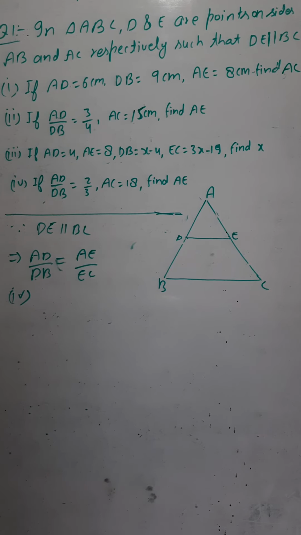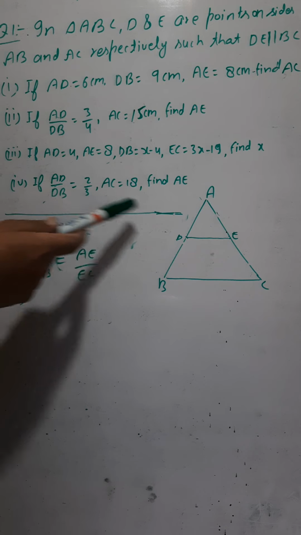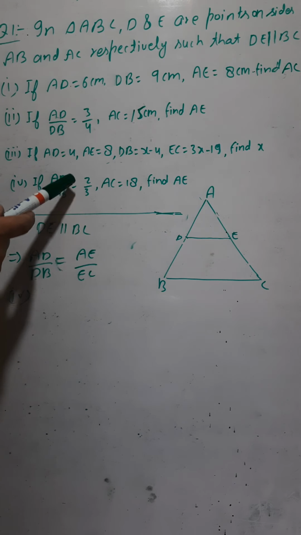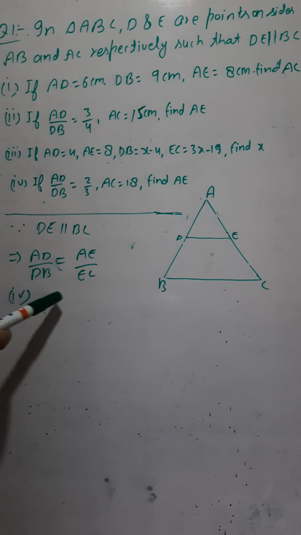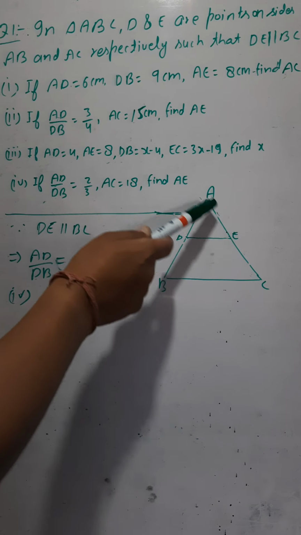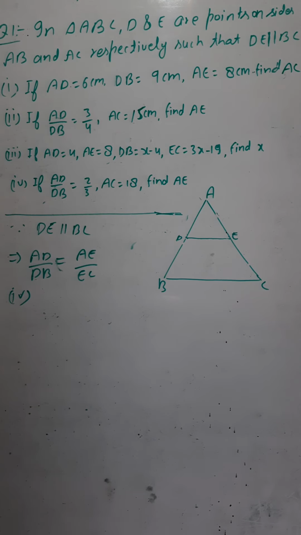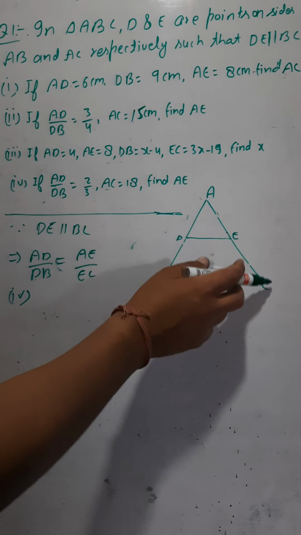Now this is the fourth question. If you see, this fourth is similar to the second one. Here also AD by DB is 3 by 4 and here AD by DB has been given 2 by 3. AE has not been given here. Rather, this complete length has been given here, that is AC. AC has been given here as 18.